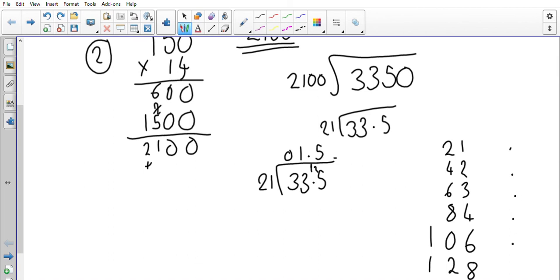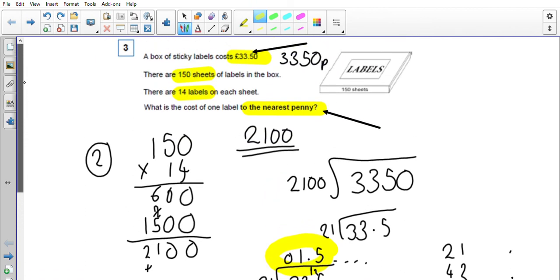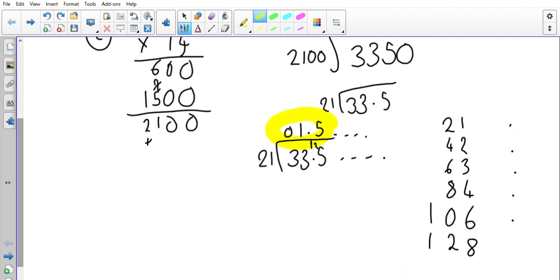Okay, that's going to continue, and I would be able to continue to work out that calculation if I wanted to. But now I'm at this point here where I've got a 1.5. I can look back up, and it says to the nearest penny. Now, what this is at the moment is 1.5 something pence per label, and if it's 1.5 something, that means to the nearest whole penny it's going to be 2p per label.